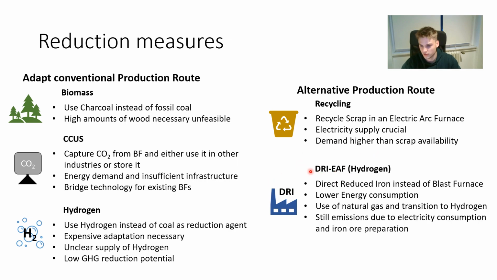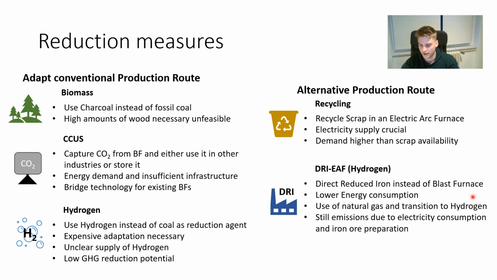Instead of a blast furnace, we have direct reduced iron, which operates with a lower energy consumption and also electricity instead of coal. We still need a reduction agent where we can use natural gas at first and can transition to hydrogen. On the one hand, we have a high reduction potential of greenhouse gas emissions, which also offers a future-proof design by using the now currently available natural gas as a reduction agent, but also the possibility to transition to hydrogen with low expenses and low technical challenges.